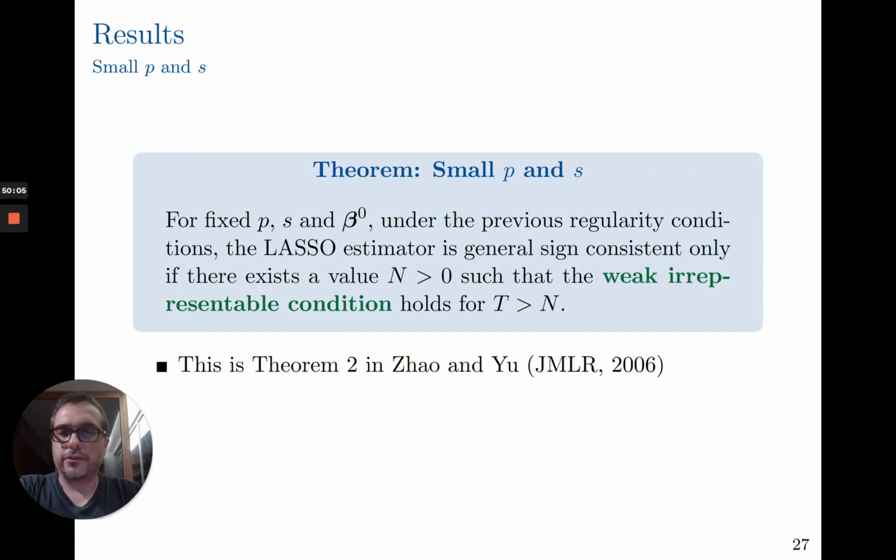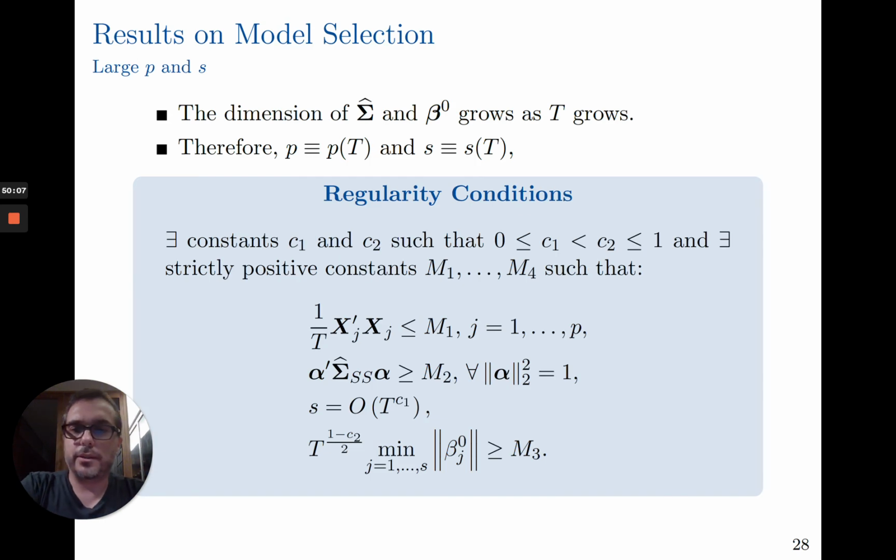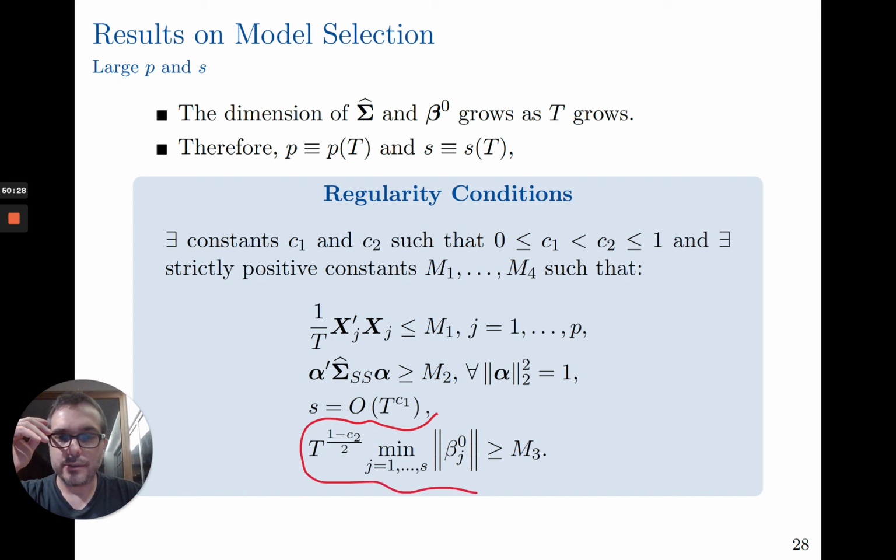And this is just a follow-up theorem, but this one is the interesting one. Large P and S. Okay? So for large P and S, there's an extra layer of complication. Not only are we going to need the irrepresentable condition, but we are going to need this thing here. So pay careful attention to that. That's called the beta min condition.